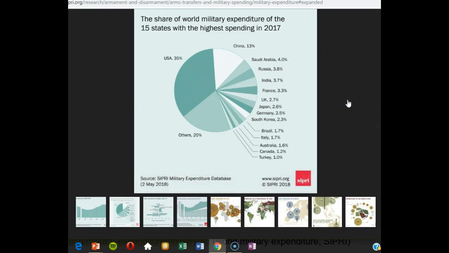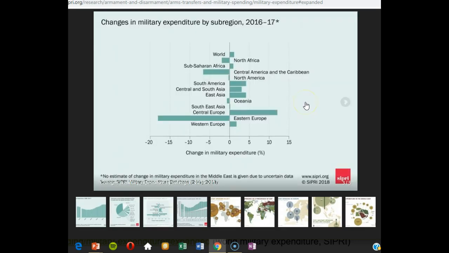You can see there, as I mentioned before, the USA and China make up a huge chunk of this. The USA with 35% and China with 13%. And then you have the rest of the biggie states. So Saudi Arabia with 4, Russia with 3.8, India 3.7, France 3.3, the UK 2.7, then Japan, Germany, South Korea, and then Brazil, Italy, Australia, Canada, Turkey, etc. And the others, 20% of other countries, make up that last bit. Then let's go into the next one.